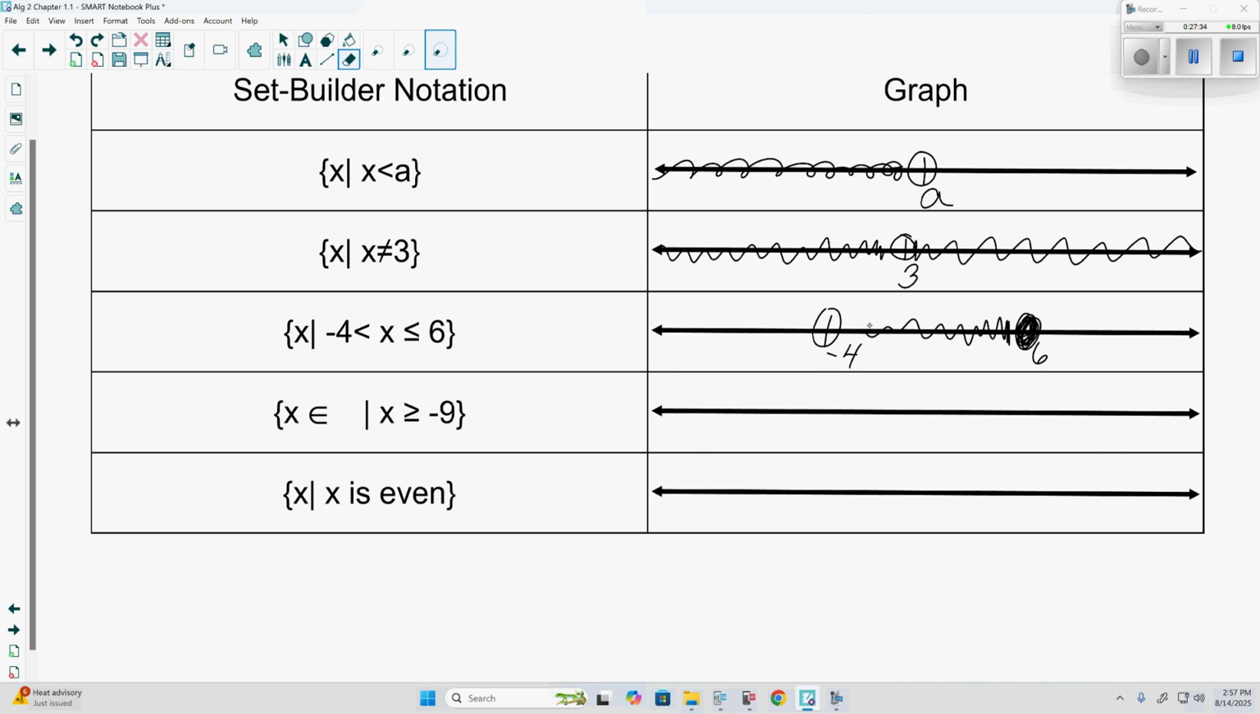Now, where are we shading? In the middle, because x is in the middle, we shade in the middle because we're saying negative 4 is less than x is less than or equal to 6. So the values of x are bigger than negative 4 and smaller than or equal to 6. Everything in between, and we're including 6. Questions on this here?